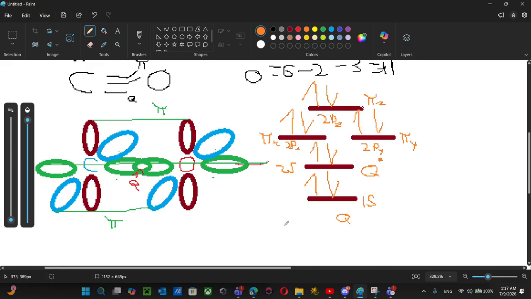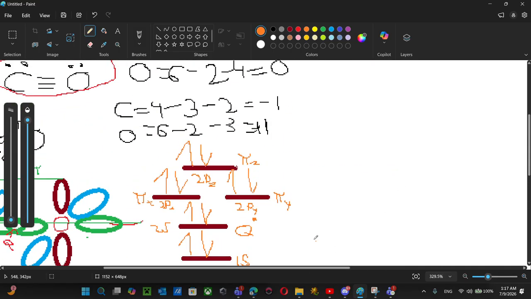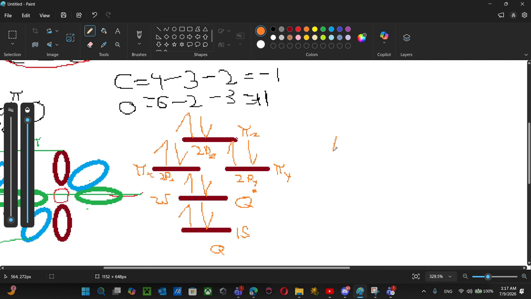But if we're taking a step further, we can find the number of bonds that this should have, and that is really easy. The number of bonds is equal to the number of electrons in the levels without the star. That would be 1, 2, 3, 4, 5, 6.